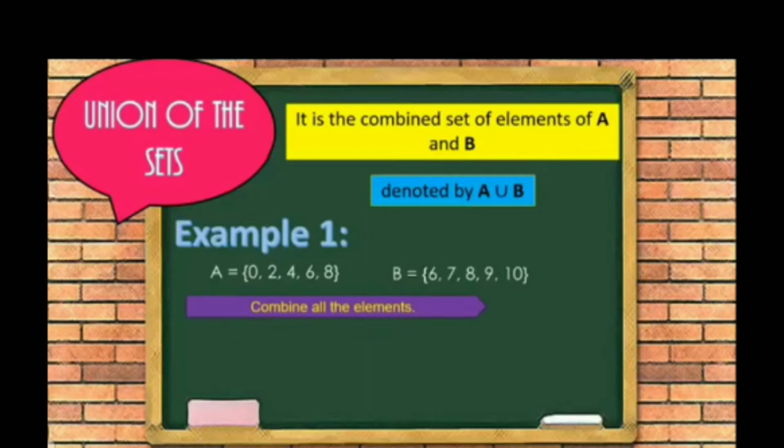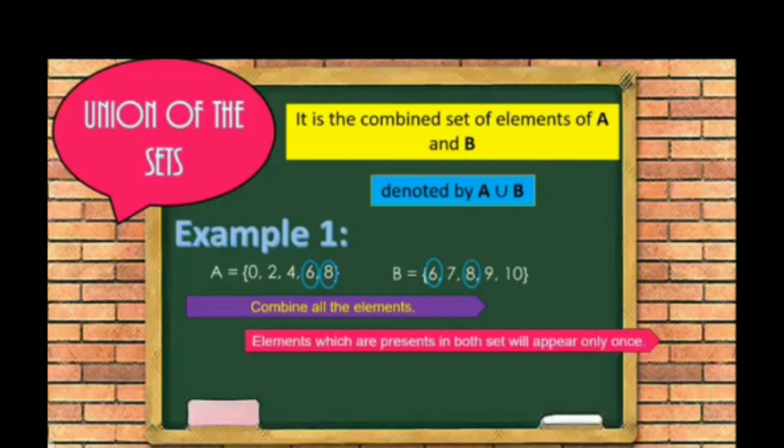Now we're going to combine all the elements. But remember, 6, 8, are the elements which are present in both sets, and it will appear only once. So we have A union of B is equal to 0, 2, 4, 6, 7, 8, 9, and 10.